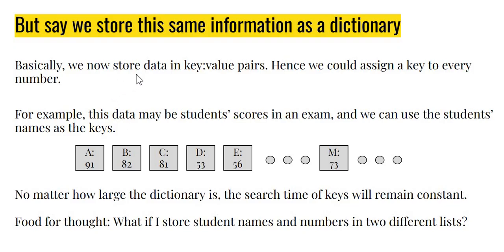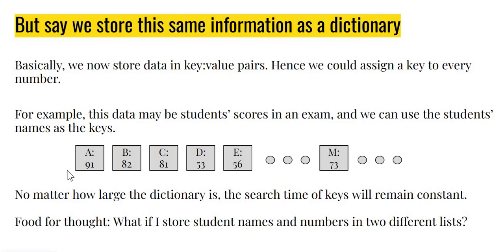Just imagine that we have now a dictionary where we have stored the same data in key value pairs and we have assigned a key to every number. Now, just to make it more concrete, this data could, for example, be a student's score in an exam. Let's say, across a large population, we have lots of students. We store their names and their scores in a database.